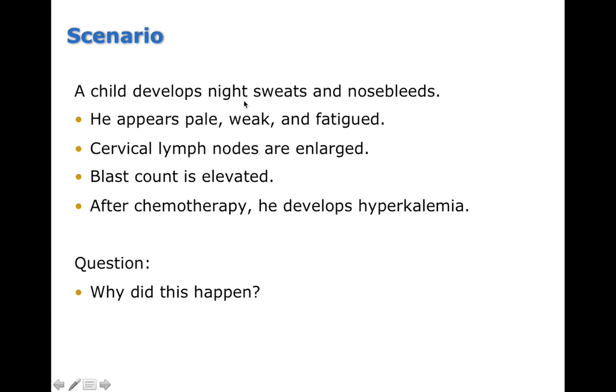So a child develops night sweats and nosebleeds. He appears pale, weak, and fatigued. Cervical lymph nodes are enlarged. Blast count is elevated. And after chemotherapy, he develops hyperkalemia. And this question says, why did this happen?